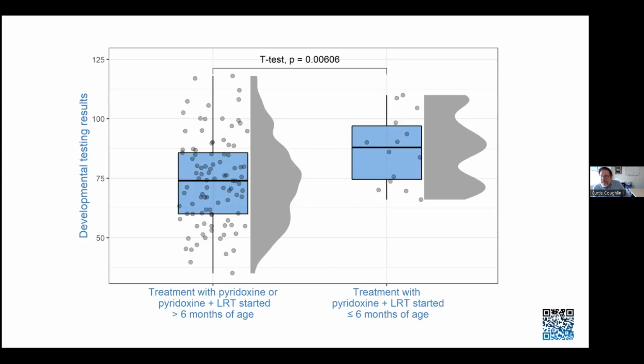If you had to ask my opinion, I'm guessing the earlier you treat, probably the better, and that there's nothing magical about 6 months. But when we re-looked at the data, looking at IQ between these two groups, you can see that just looking at IQ, there is a statistically significant improvement in IQ in those patients identified early and treated early.